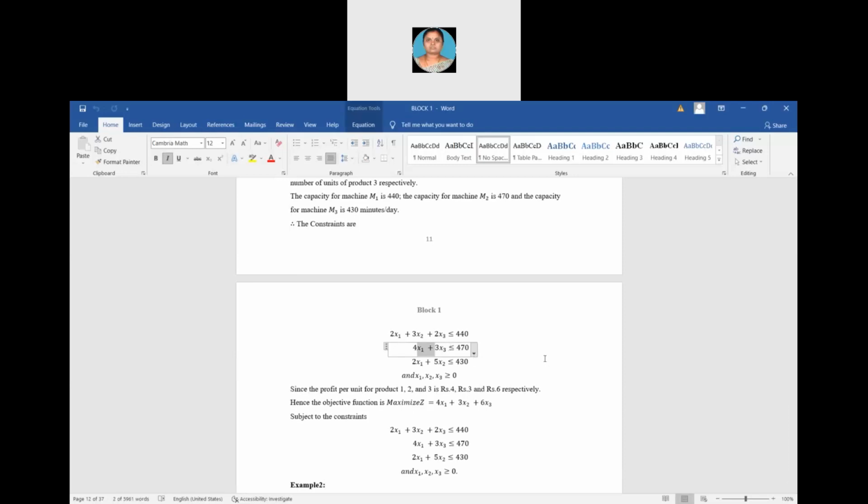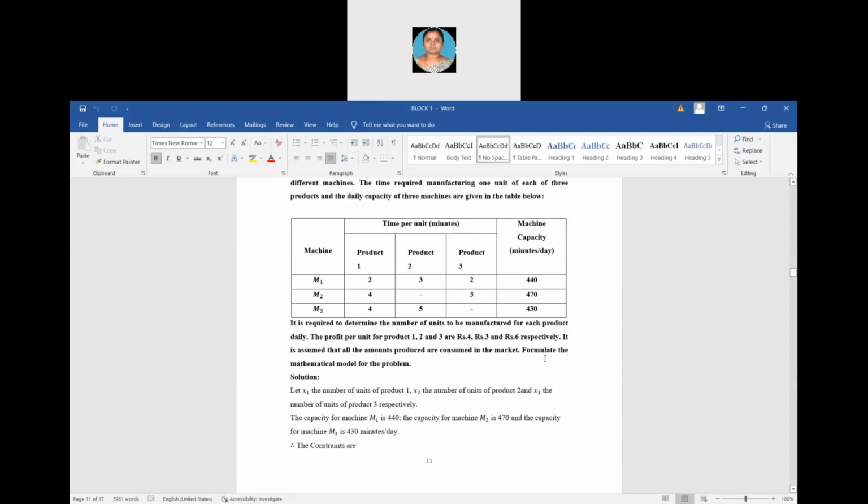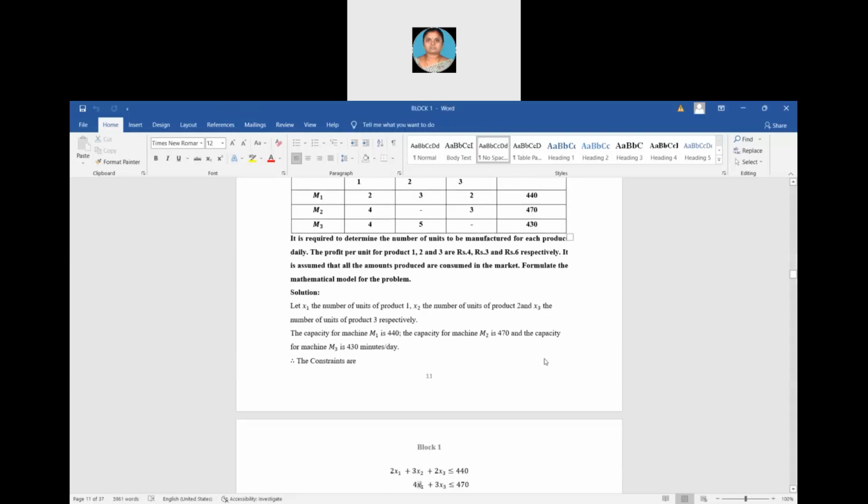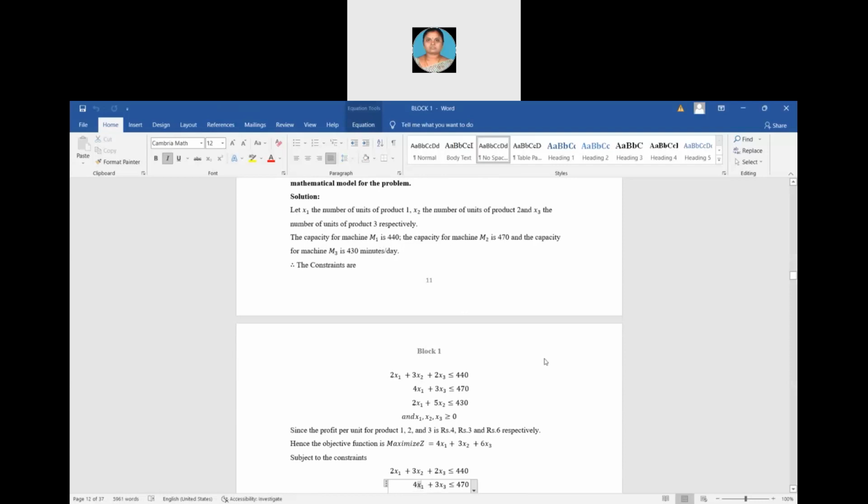And the last, for machine 3, we can say 4x1 plus 5x2 plus 0x3, but there is no need to write that. It is less than or equal to 430. And x1, x2, x3 are greater than or equal to 0, that is, non-negative integers. So you are formulating the constraints, the conditions from the table. And the profit per unit for products 1, 2 and 3 are 4, 3 and 6 respectively.